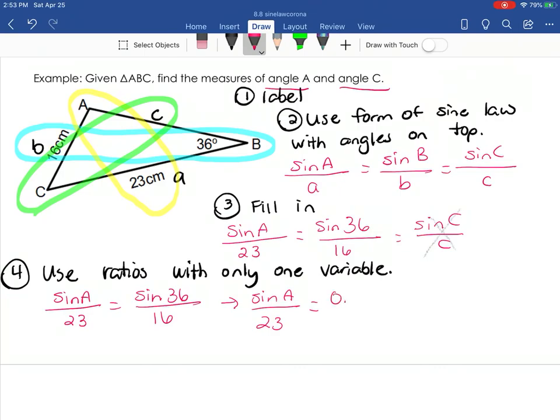What I'm going to do is I'm going to go this way. Sorry. So what I did was sine 36, push equals, and then divide by 16. I just solved the right-hand side of the ratio. And now to get rid of the 23 in the bottom, you multiply.